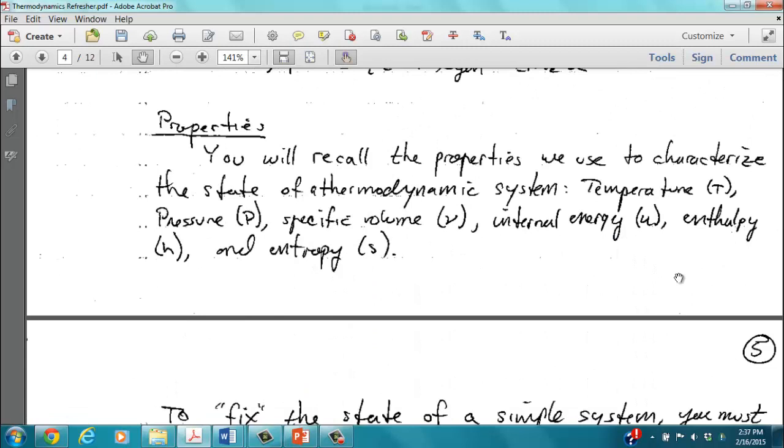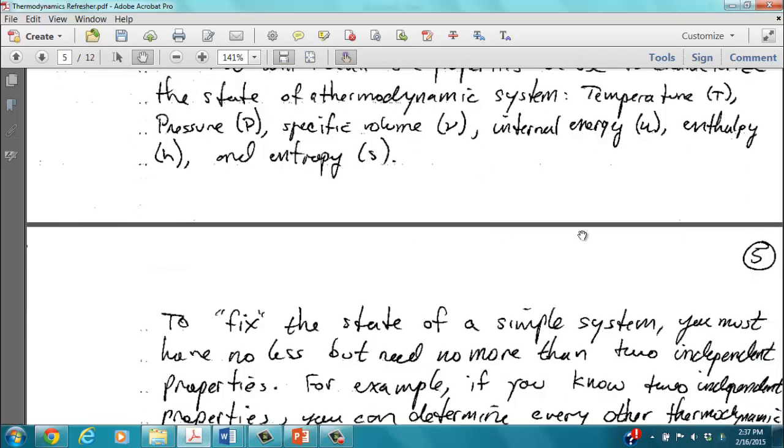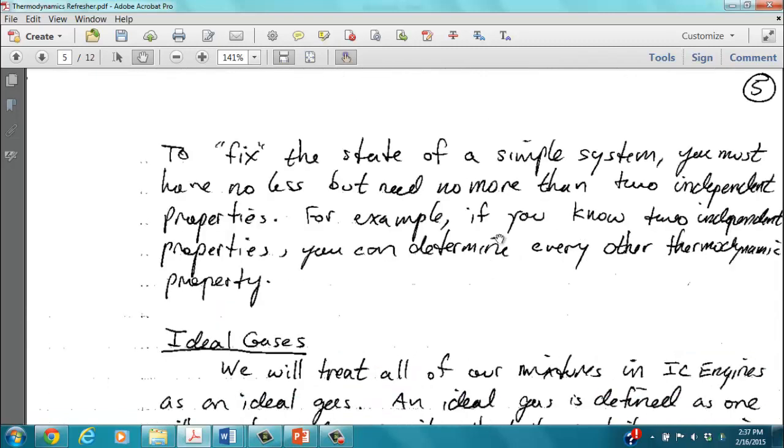Okay, so we've already spent some time talking about properties, right? We have various properties that characterize the system, such as temperature, pressure, specific volume, internal energy, enthalpy, and entropy. And what we didn't mention earlier is the fact that if we want to fix the state of a system, then we have to have no less, but we don't need more than, two independent properties, right? In other words, I have to have two independent properties in order to fix the state of the system. If I know two independent properties, then I can determine every other property of the system, every other thermodynamic property.